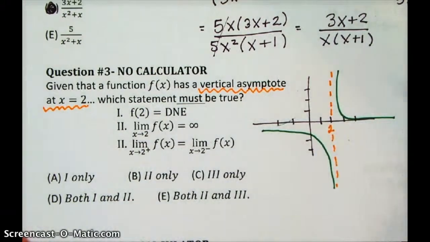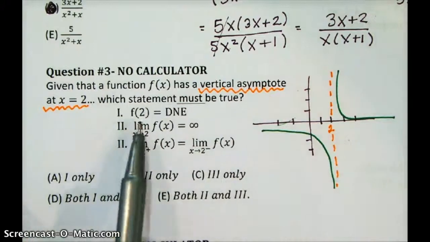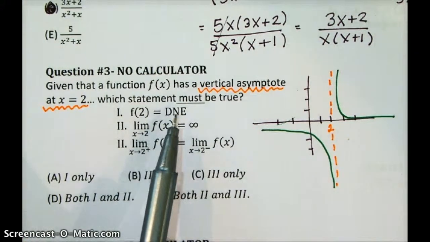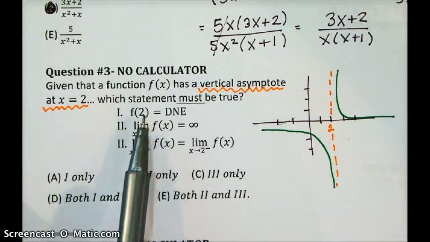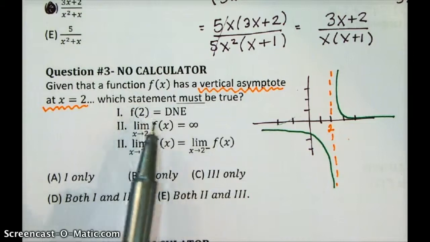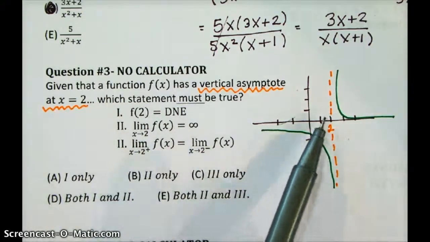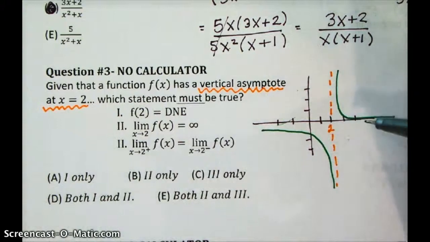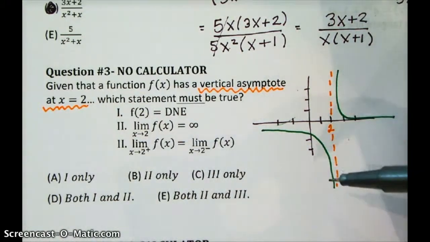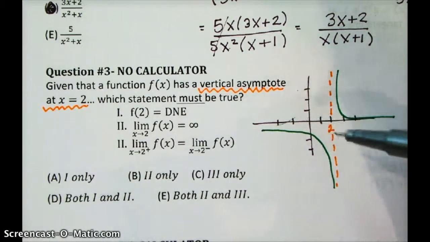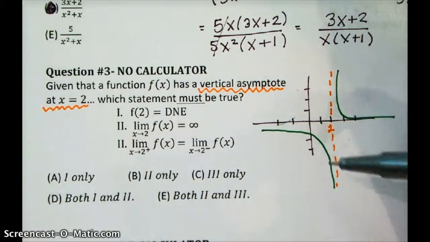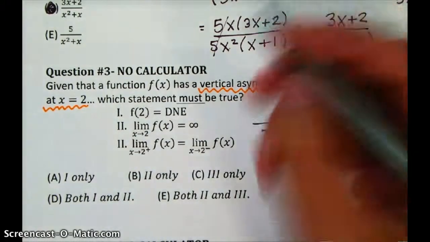But now let's look at this. Statement 1 says f of 2 doesn't exist. That means if we plug in 2, we don't get an answer. Well, that's true. By definition, if the green line is the function and 2 is a vertical asymptote, then the function can't cross that line. It goes close but never actually touches.